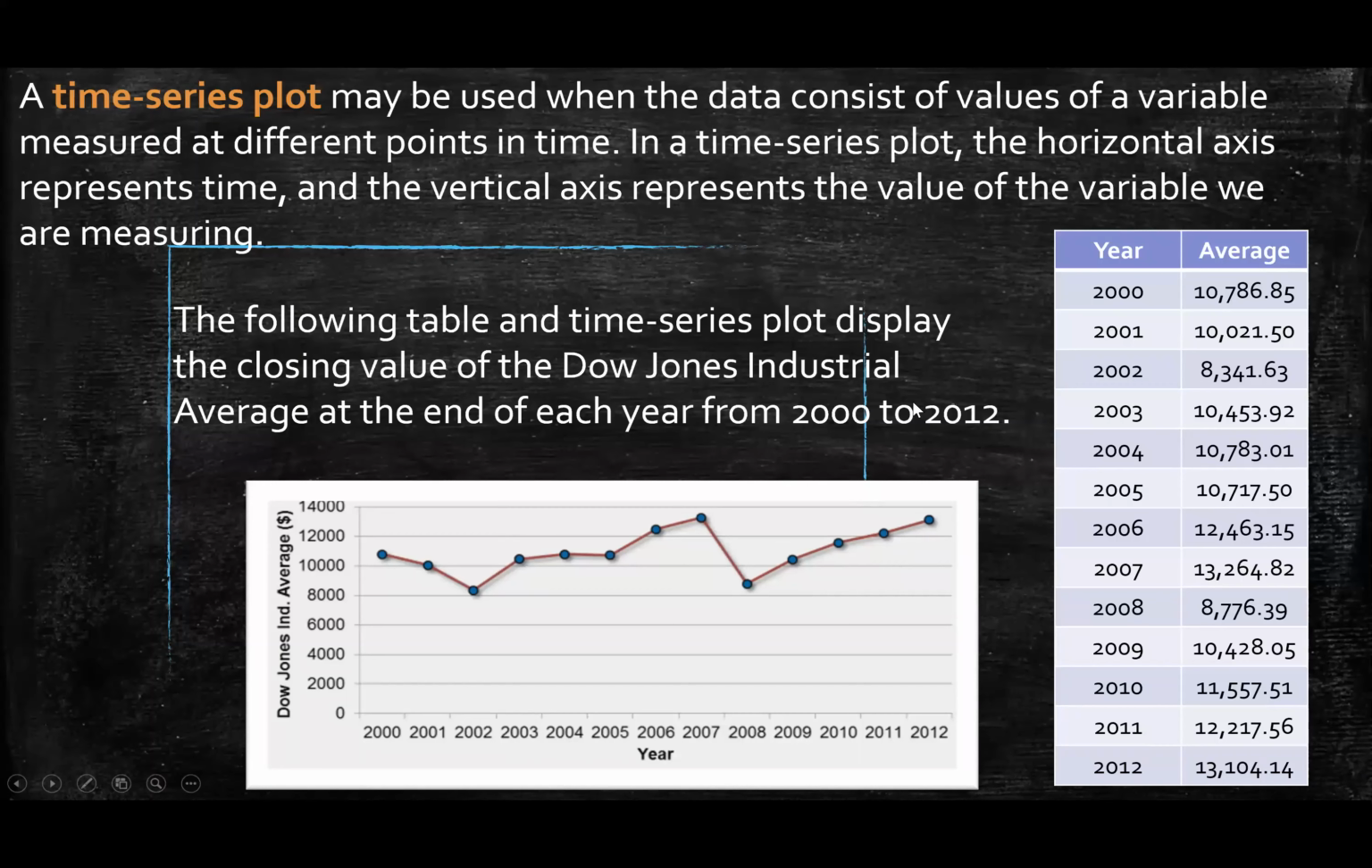Any questions with the dot plot, stem and leaf plot, or in this case, the time series plot?